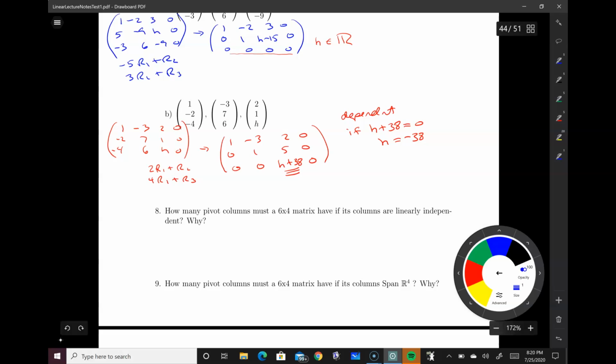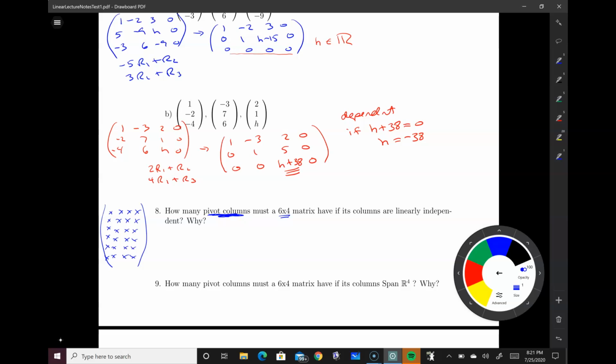All right, so here we're going to get into playing with sizes of matrices and thinking about them. So if I'm looking at a 6 by 4 matrix, how many pivot columns, mind you, do I need to have for there to be linearly independent? So let's get a sense of the size of this matrix. So 1, 2, 3, 4, 5, 6 rows and 4 columns, right? So I'm looking at this. Okay, so that's the size of the matrix that I'm looking at.